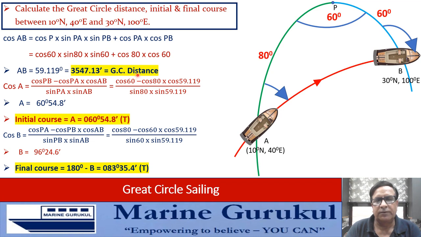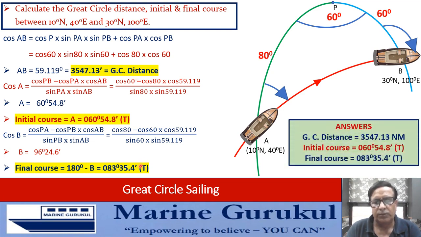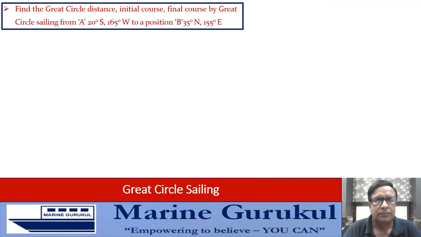So now we have the GC distance, we have the initial course, we have the final course. We summarize our result here, and that's how we can use what we have learned to solve these problems which need us to calculate the GC distance, initial course, and the final course.